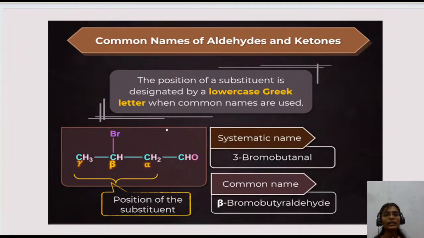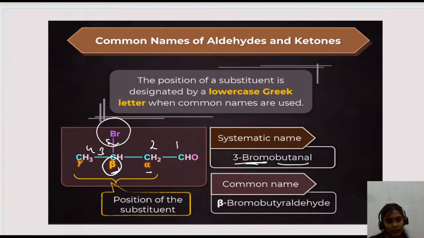Common names are used when you're not using proper nomenclature. Look at this. In this case, if you go with one carbon, two carbon, three carbon, four carbon, at the three position there's a bromine. It becomes 3-bromobutanal. It's a systematic naming. But if I want to give the common name, it's not like only one way you can follow. There are so many different ways to find the common name. So look at this. For the common name, I'm assigning alpha and beta positions. So this time I'm using that at the beta position the bromine is present, and instead of using butyl, we're using butyryl, and then the aldehyde is there.